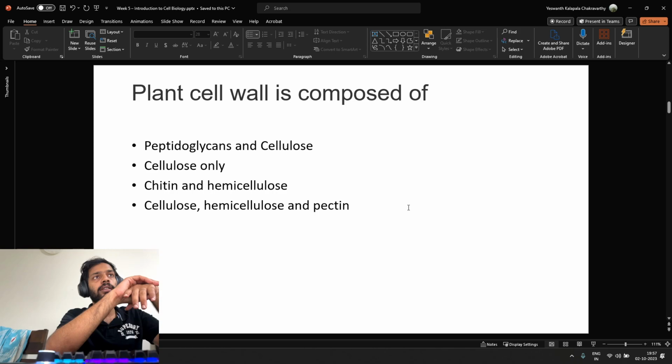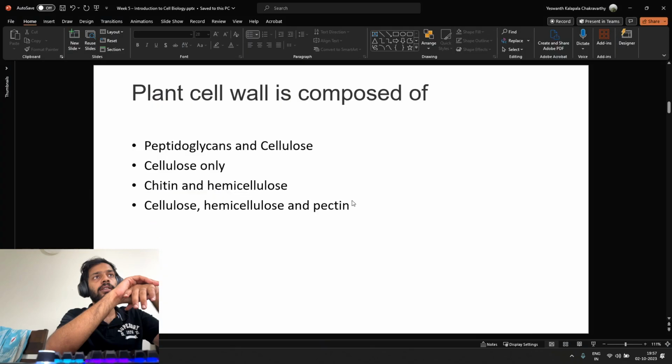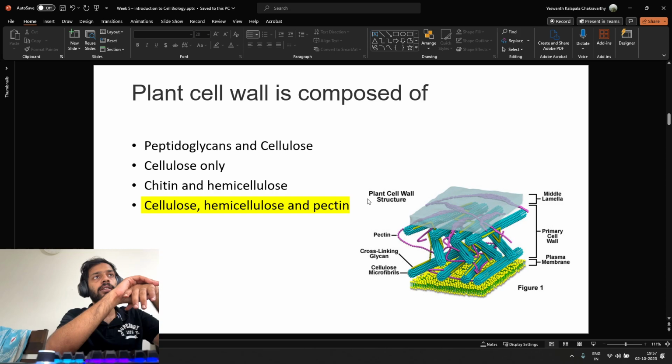Okay. Plant cell wall is composed of what? Peptidoglycans and cellulose, cellulose only, chitin and hemicellulose, or cellulose, hemicellulose, and pectin. What do you guys think? Yeah, so cellulose, hemicellulose, and pectin. Essentially, if you look at the structure of the plant cell wall, you can see this pectin and cellulose, and there's hemicellulose as well.